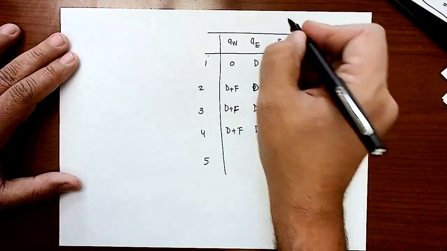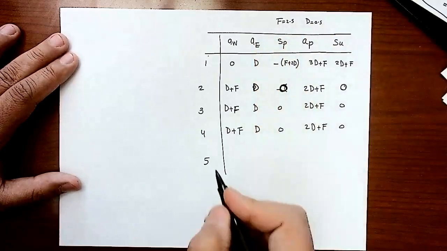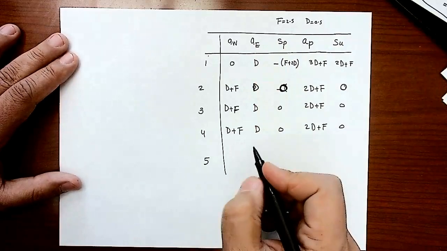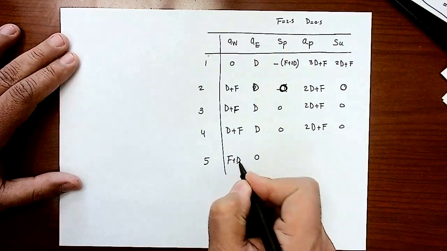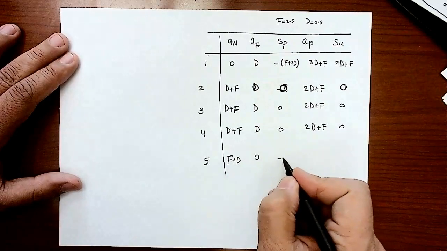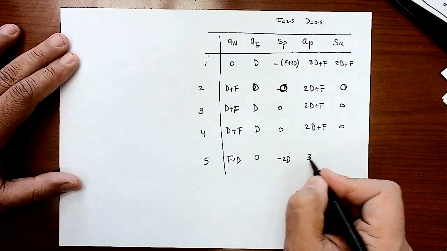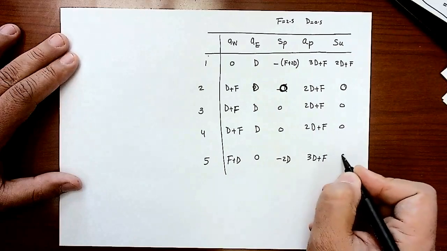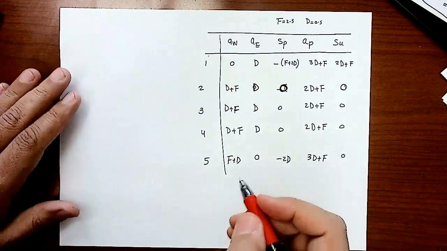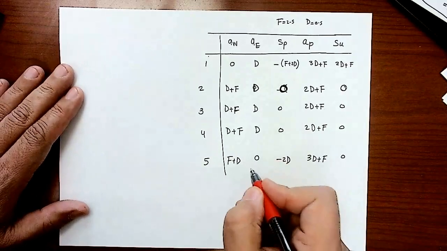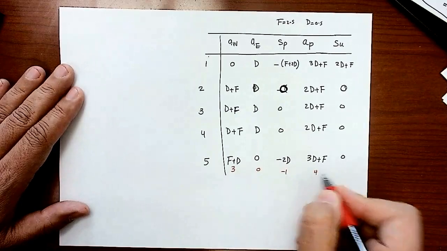Let's just put the values here. F is equal to 2.5 and D is equal to 0.5. Then for node number 5, we got A East is 0. We got A West is F plus D. We got SP is minus 2D. We got AP is 3D plus F. And we got SU is equal 0. Now, numerically, for node number 5, we got A West is 3, 0, minus 1, 4, and 0.